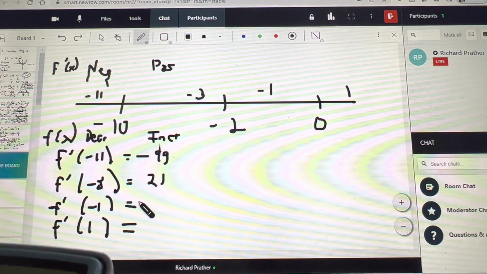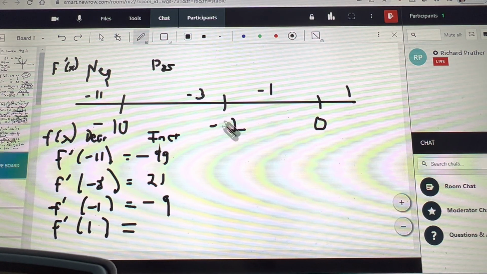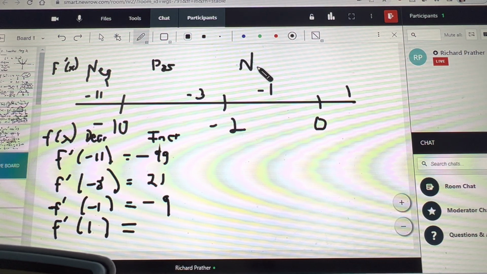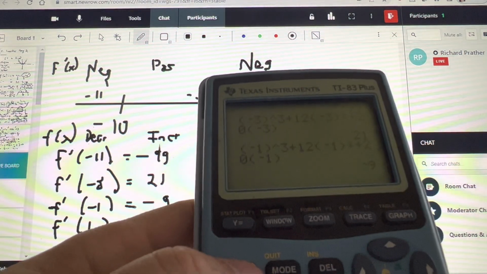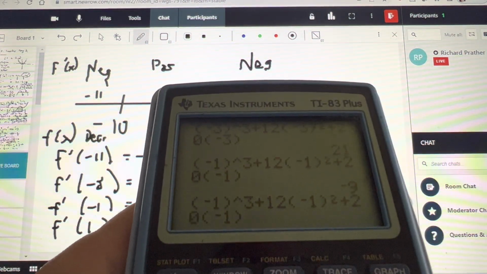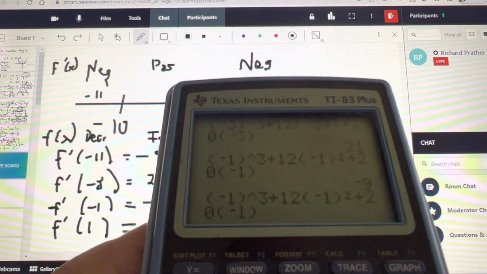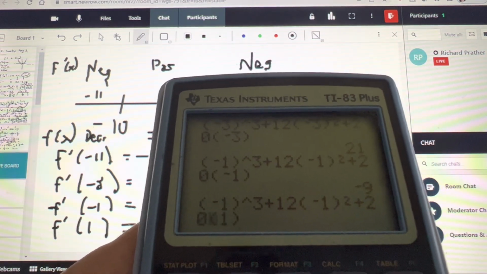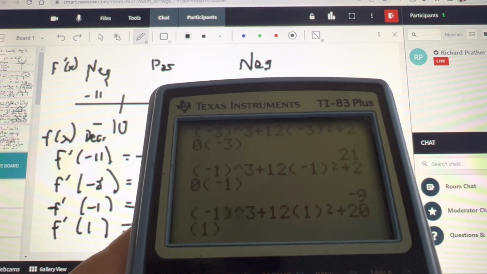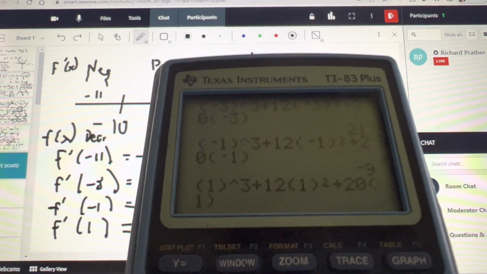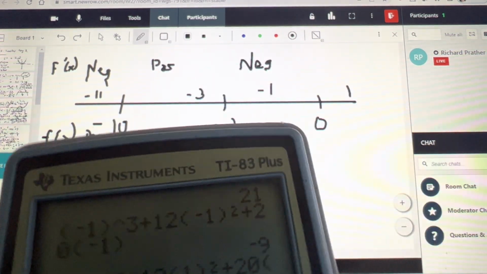Negative 9. So you'll see this with polynomials, they will tend to switch back and forth in each section. So now we're back to decreasing. And then finally, if I hit second enter, I can just delete the negative off the negative 1s. Delete the negative. Delete the negative. Delete the negative. Positive 33.